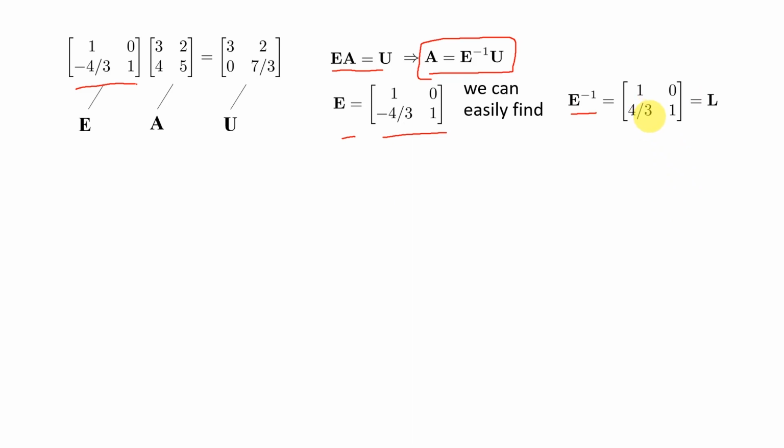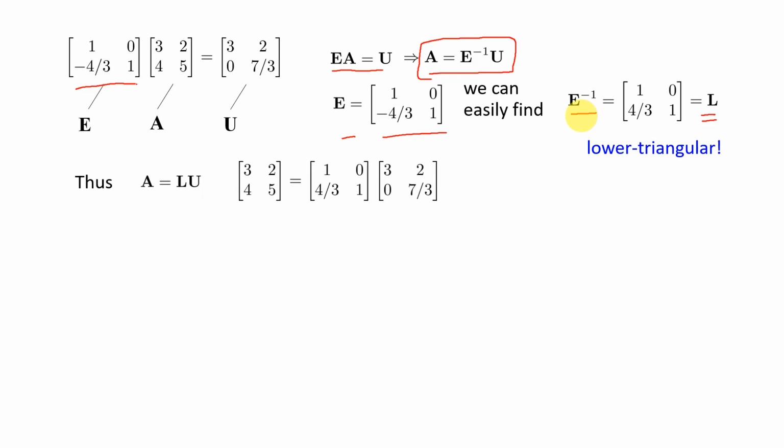The numbers here are not important. What is important is that this is a lower triangular matrix. E is a lower triangular matrix and its inverse is also a lower triangular matrix. So we can say that the A matrix, which was E inverse U, where E inverse is a lower triangular matrix L, is LU now. So A is broken into LU. My L is [1, 0; 4/3, 1], and U is [3, 2; 0, 7/3].